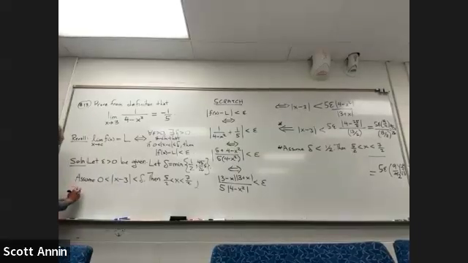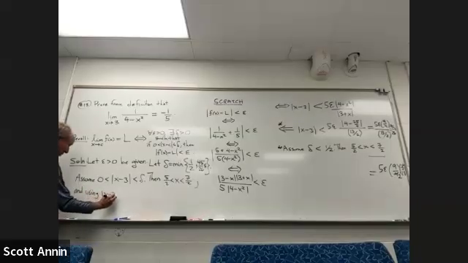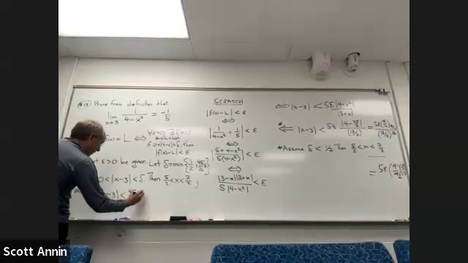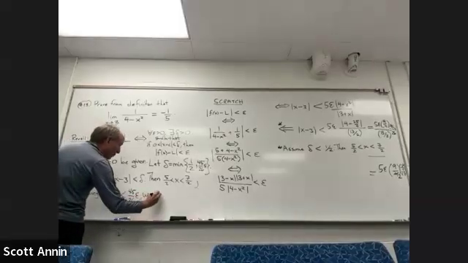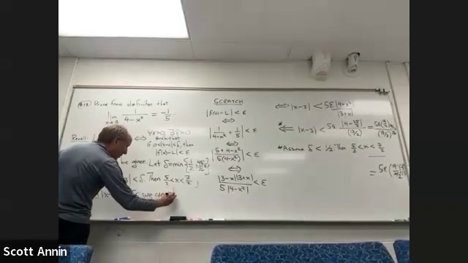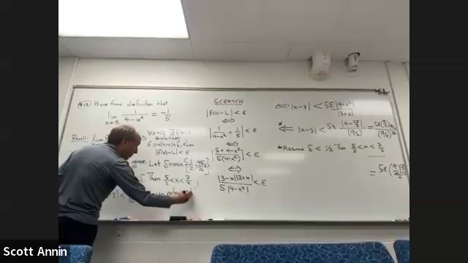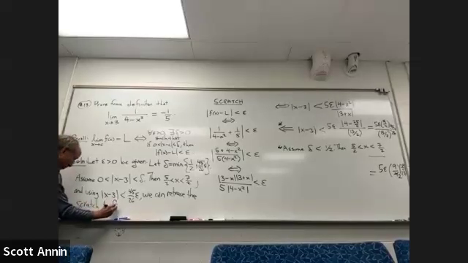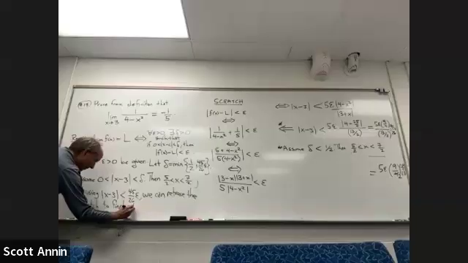And using absolute x minus 3 less than 45/26 epsilon, we can retrace the scratch. We can retrace the scratch to finish the proof.